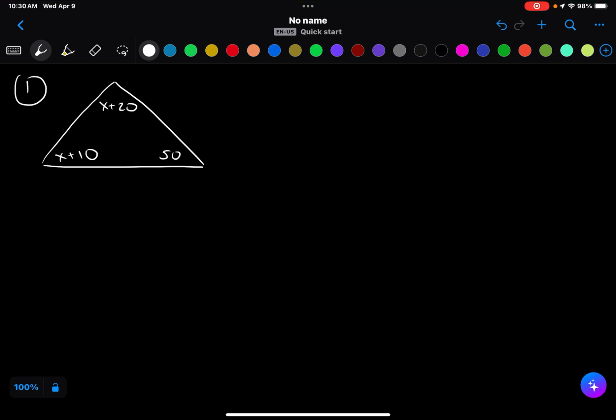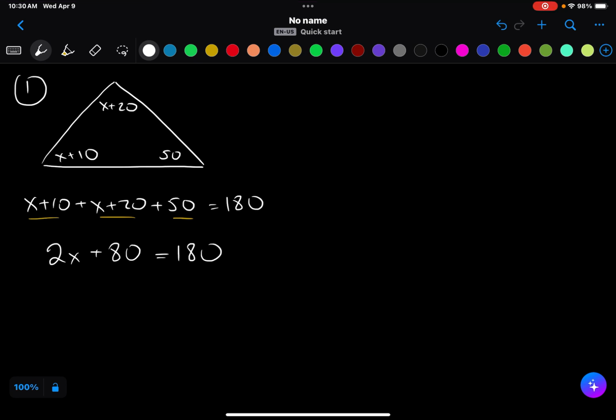Well, here you're going to use the triangle angle theorem, where all three angles in a triangle add up to 180 degrees. So you just add them all up: x plus 10 plus x plus 20 plus 50. So you have angle 1, angle 2, and angle 3. All of these are going to equal 180. Then combine your like terms. It's going to be 2x plus 10 plus 20 is 30, plus 50 is 80, equals 180.